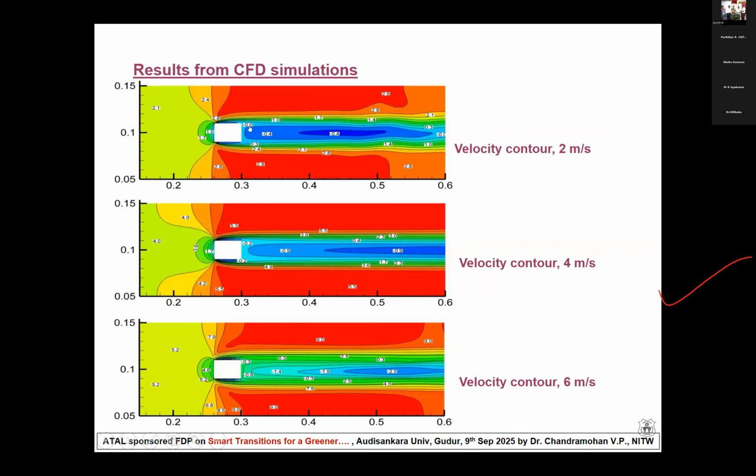Now, this is the velocity distribution over the food product. At 2 meter per second, how does the velocity look? You can see at 2 meter per second the wavy nature is coming. That means flow instability is coming and then the air will be moving. When it is 4 and 6 meter per second, the profile is almost a symmetric profile. You can see that.